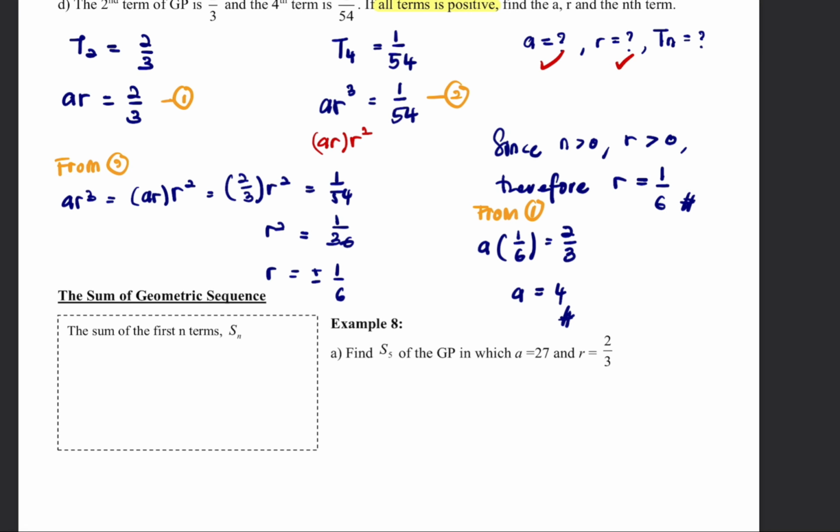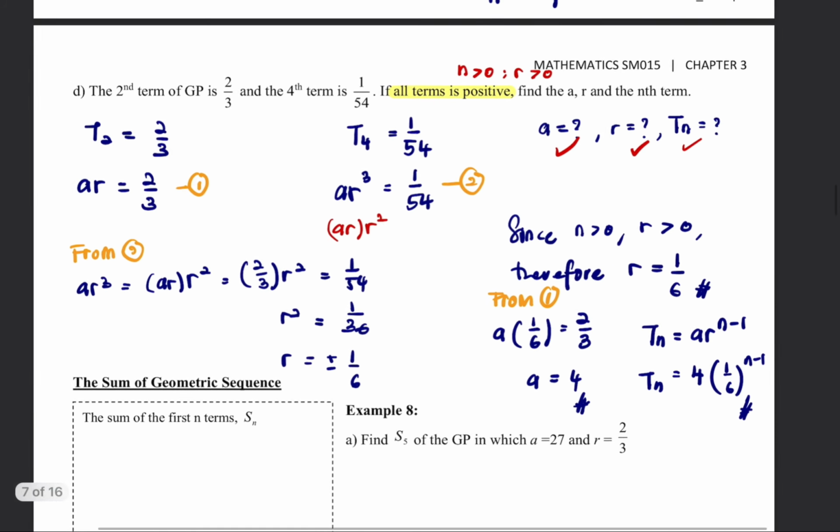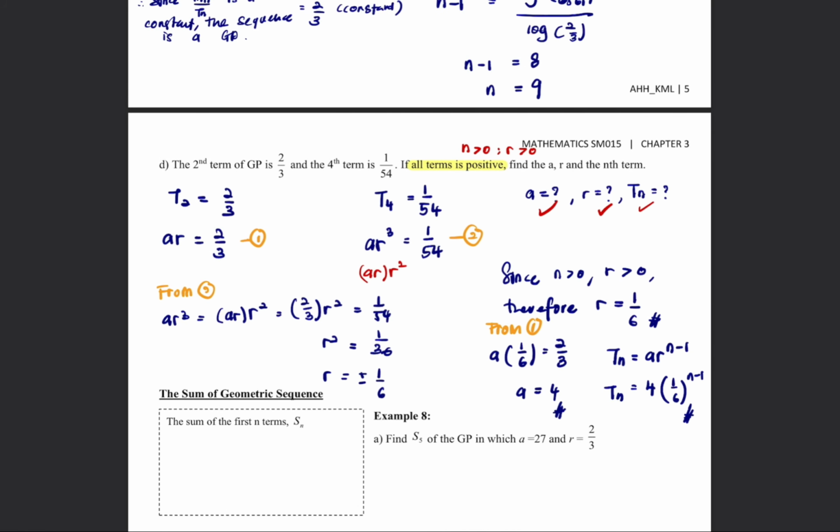So just substitute into the formula ar^(n-1). We have our Tn is equal to ar^(n-1). a is 4, r is 1 over 6, and n minus 1. Okay, Tn is equal to 4 times (1/6)^(n-1). Again, saya ingatkan jangan darab 4 dengan 1 over 6. Okay, so that is all for the nth term. We are going to continue on the sum on the next video.